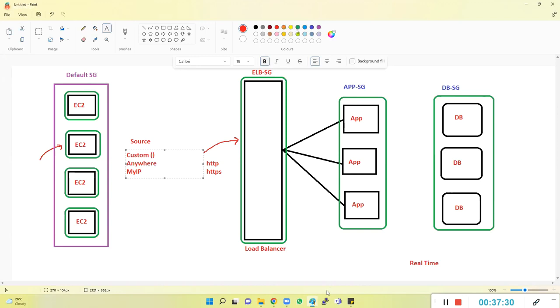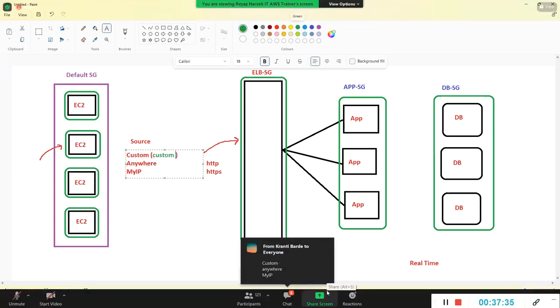Custom means you can set only a custom network, only a particular place. Anywhere means it will be allowed from anywhere, meaning 0.0.0.0, all traffic. That means everyone can access it. My IP means, guys, only you. Only you.